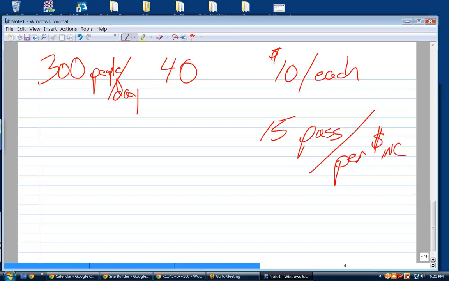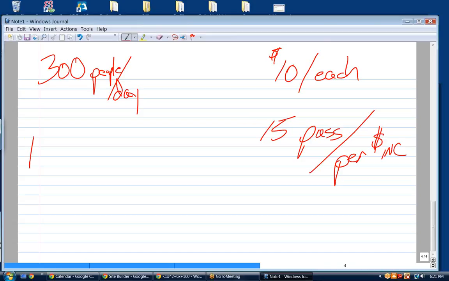The ferry holds 40 people that they charge $10 each. No, the ferry holds 300 people, I believe. Where'd the 40 number come from? I don't know. That's 300 times $10 each. And then for every $1 it goes up, they lose 15 people.